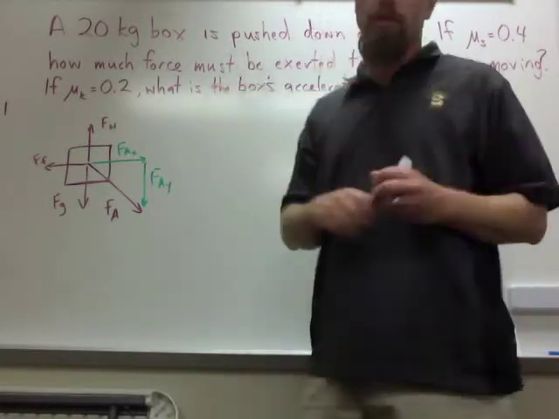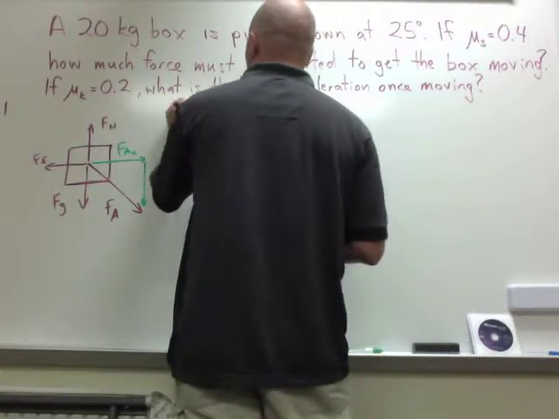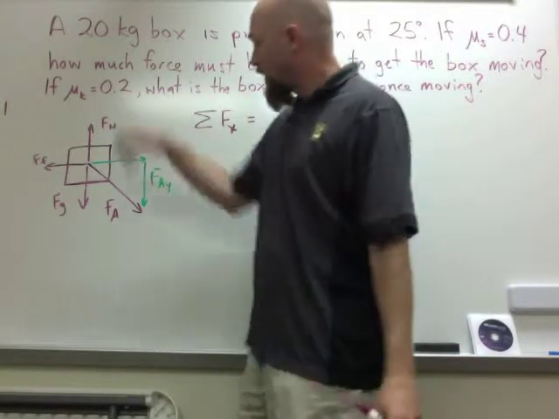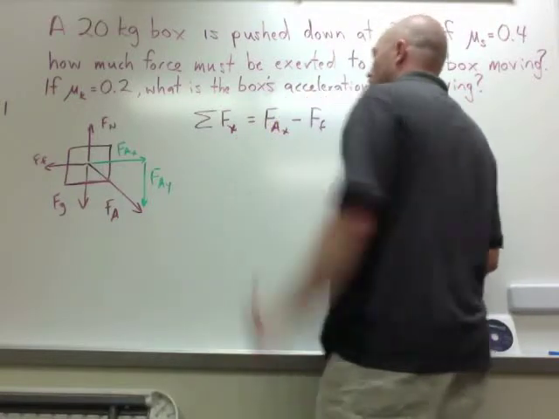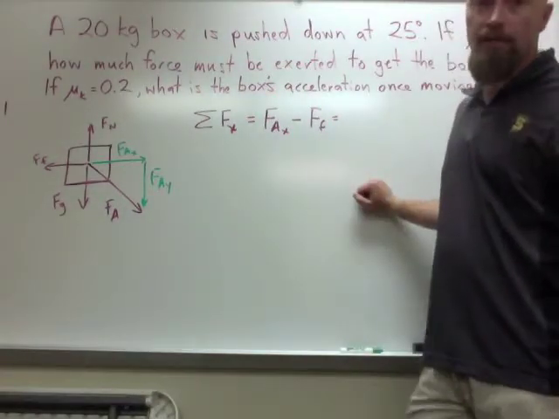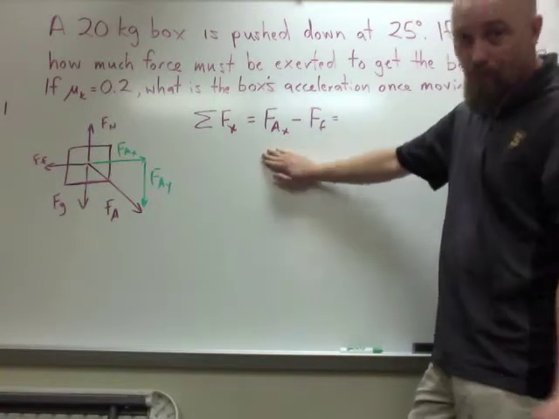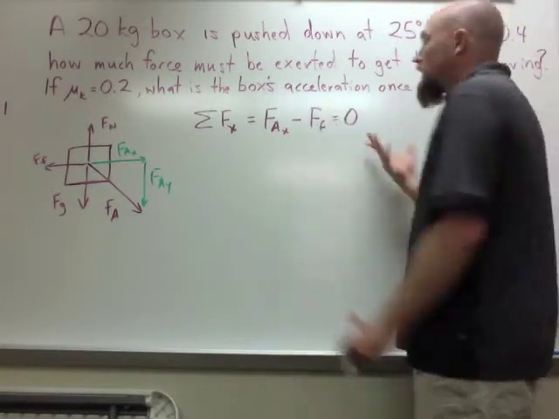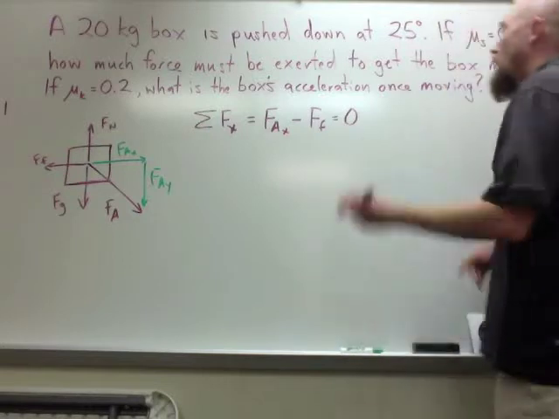Then you have to write your two F-net equations. The sum of all the forces in the x direction: I have this one and this one, so it would be Fax minus Ff, and then equals, if I want it to just get moving, my Fax has to be a little bit bigger than this. If it's a little bit smaller, it's not going to move. If they're the same size, it's not going to move. So I'm going to set them equal, and as long as my force is bigger than that, then it's going to move.